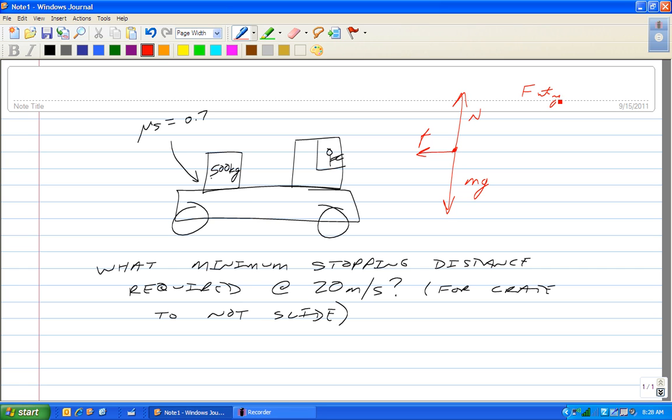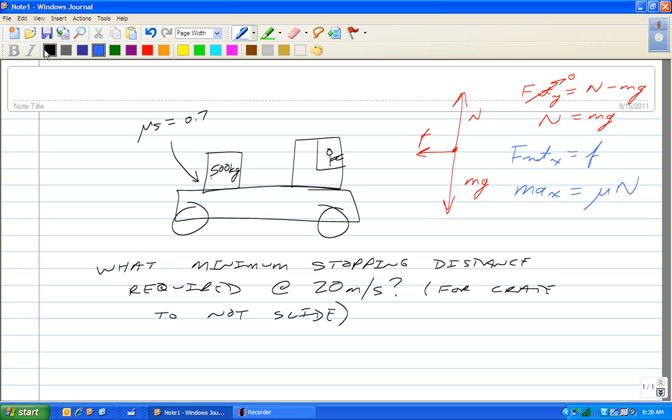Oh, we had already done that? F net y equals N minus mg, and there's no acceleration in the y direction, so N equals mg. So that's that in review. F net x equals friction. There is acceleration in that direction, and its magnitude is a_x, and so the net force is m a_x. And friction is mu times normal.